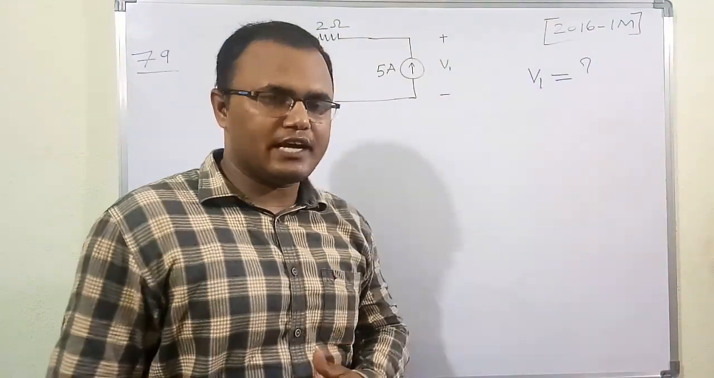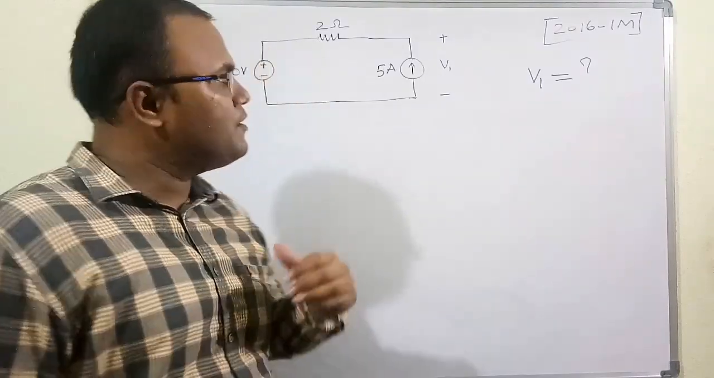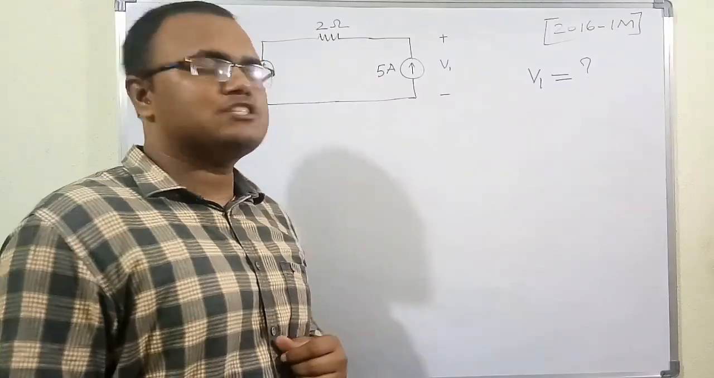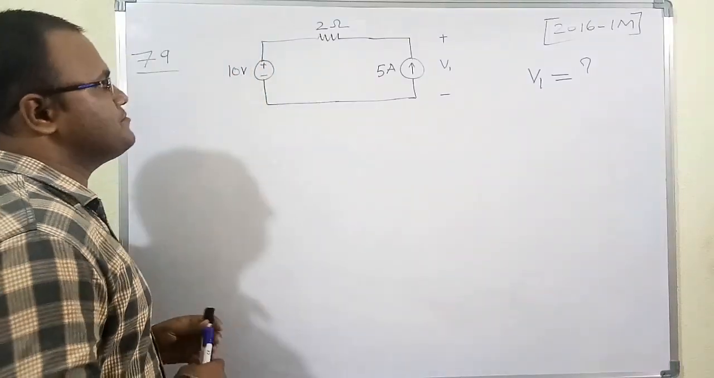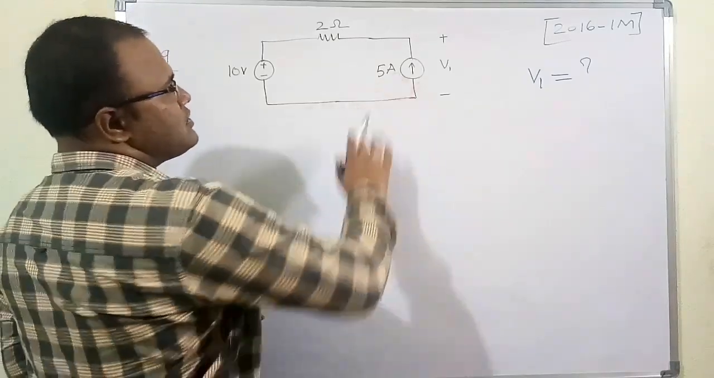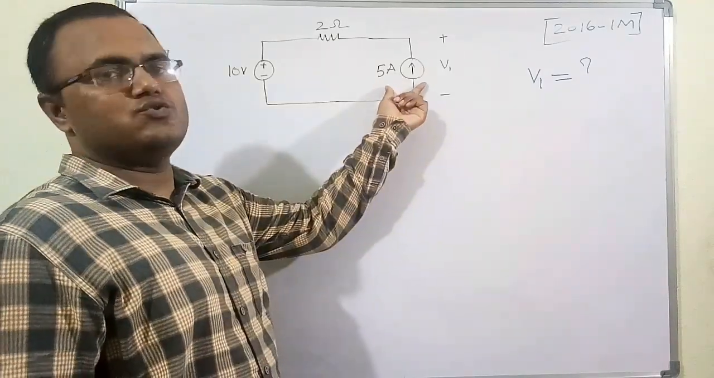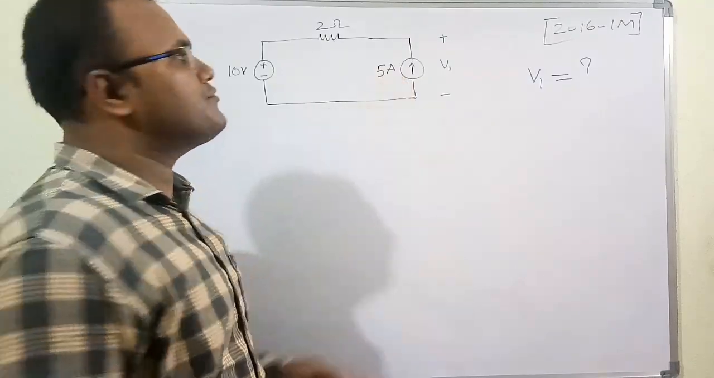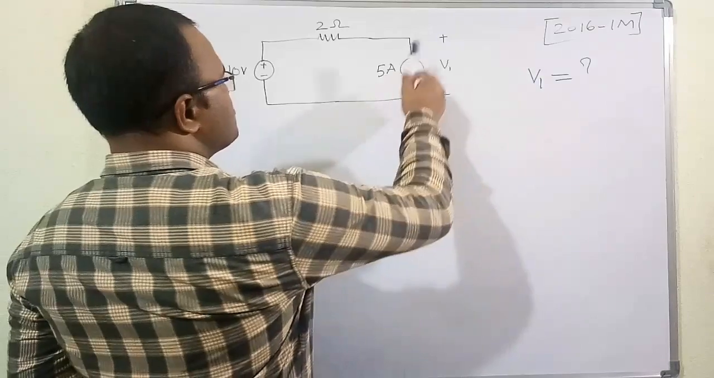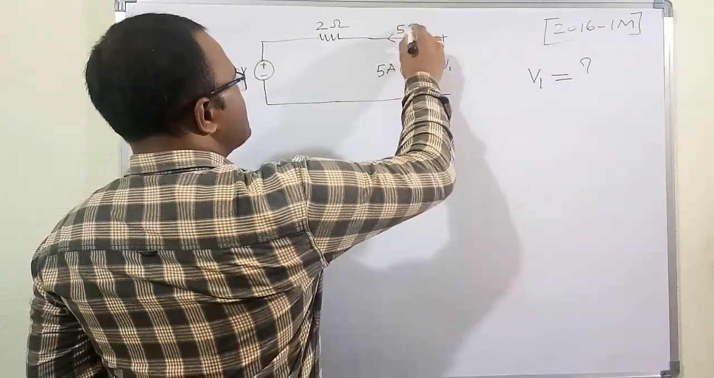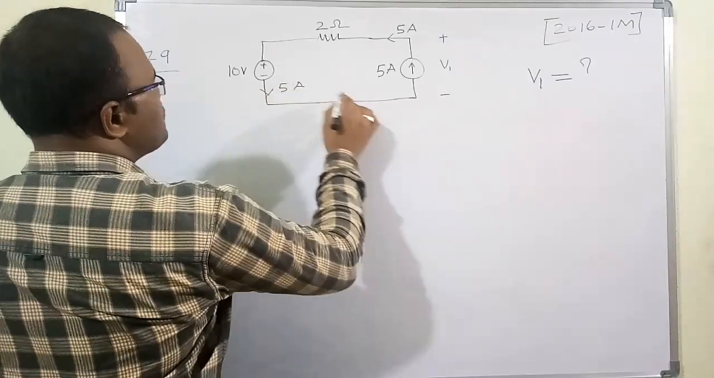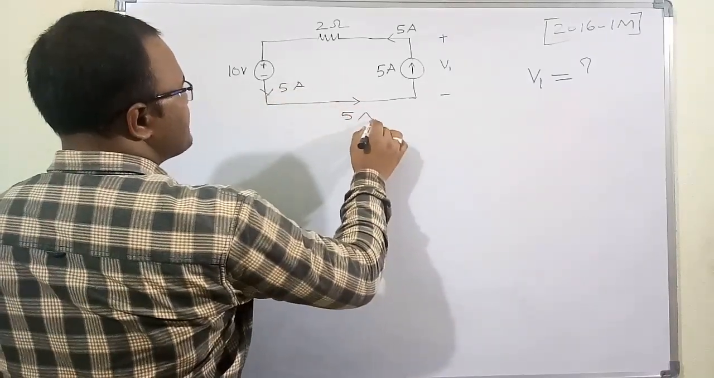This question was given in GATE 2016 for 1 mark. So now let's get started. This is a very easy problem, but even then we will solve it. If you see carefully, the current in the current source is given as 5 ampere, and the direction of the current is from down to up. So in this branch the current is 5 ampere, and similarly in this branch also the current is 5 ampere.